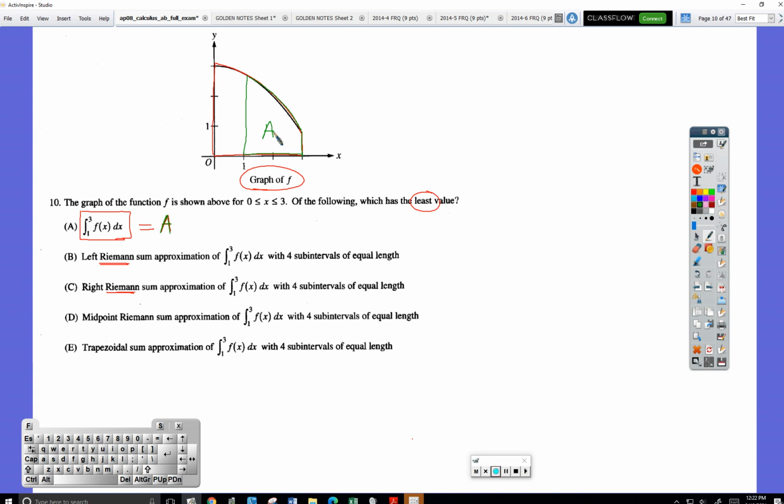Now it says do a left Riemann sum with 4 subintervals of equal length. So you say I go to 1, I go to the left-hand side, I go right to the curve, and then I draw a rectangle like so. I would then repeat the process like so, 2 more rectangles. Questions? So the left Riemann sum is an overestimate. In this case, it changes depending on the problem.